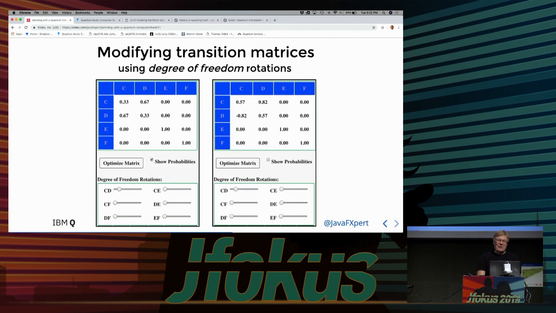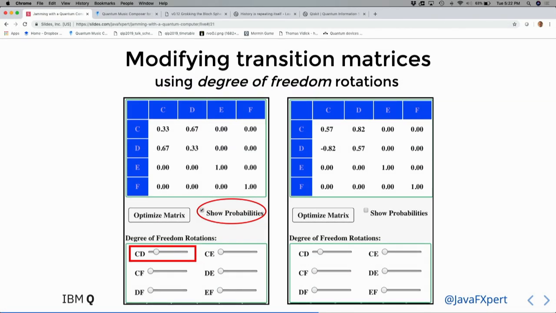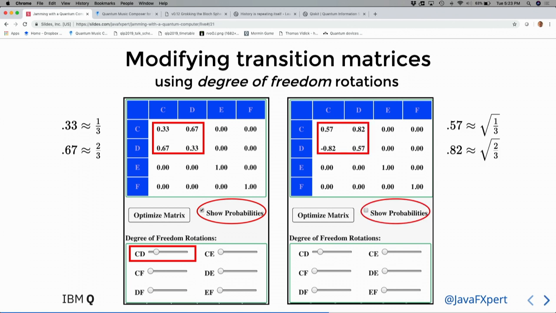Okay, so how do we modify these transition matrices? We want to be able to control the probabilities. In the application, I've got the transition matrices and a UI that I'll show you in a second, where we can manipulate those probabilities. Here, I'm just working with C and D now. I manipulated the probabilities to make it the same as the diagram I just showed you. The probability of C staying at C is 1/3, and D moving to C is 2/3. Those are the probabilities, and over on the right are the probability amplitudes. You remember the amplitudes of root of 1/3 and root of 2/3?